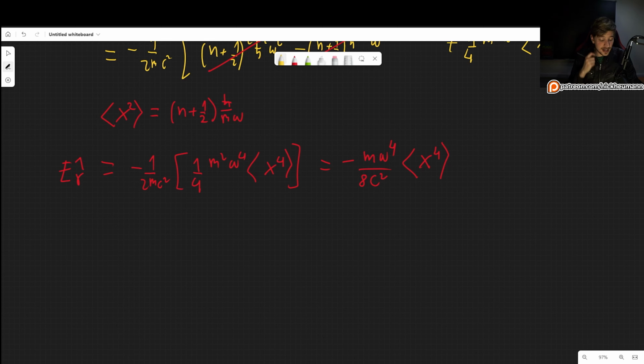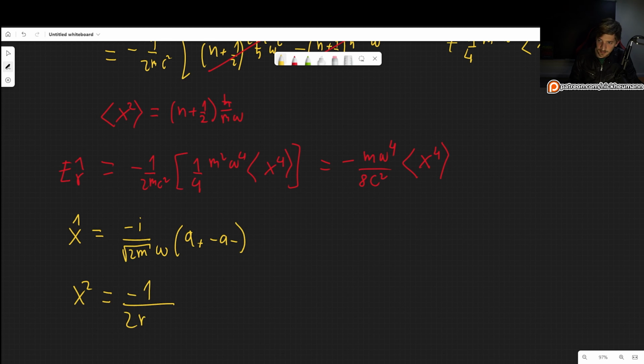As a reminder, but again, I went into it in greater detail back then, we could write our position operator x as minus i divided by the square root of 2m omega, times (a plus minus a minus). From this, we can find x squared, which will be this thing squared. So minus 1 divided by 2m omega, and now this thing squared: a plus squared minus a plus a minus minus a minus a plus.